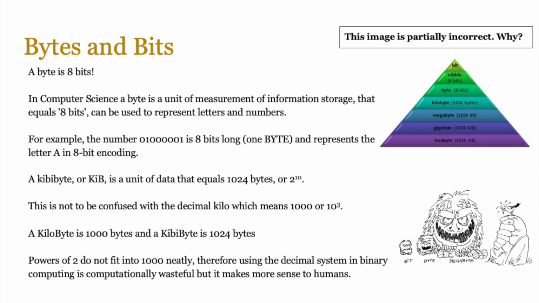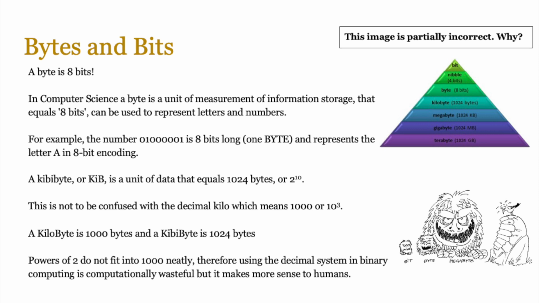For example, 0, 1, 0, 0, 0, 0, 0, 1 is 8 bits long, so it's 1 byte and represents the capital letter A in 8-bit encoding, and that's something that's used in ASCII code. So when you press the letter A on your keyboard, it's converted into this binary number and then processed. But that's not enough to represent the bigger numbers.